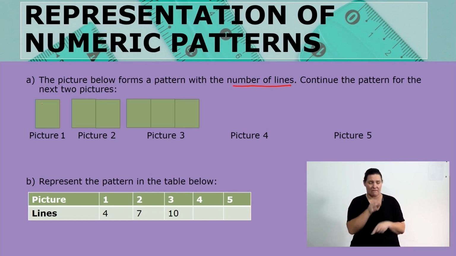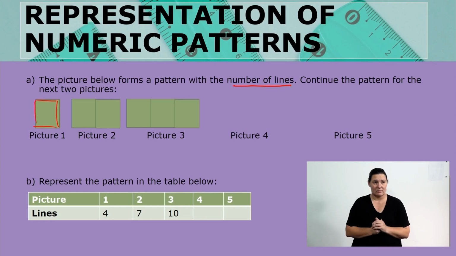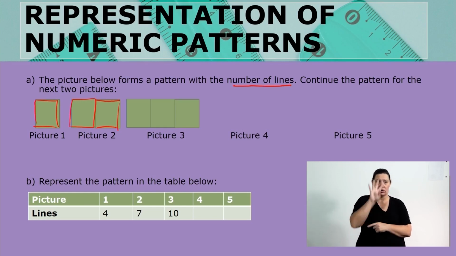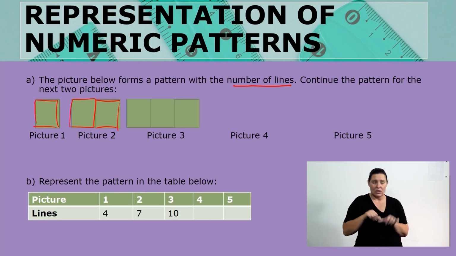The first picture has 4 lines. That is 1, 2, 3, and 4, right? So the next picture, with the 4 that we already had, now we have 5, 6, and 7. And the next picture has 10 lines as shown in this table below. So we need to continue for the next two pictures.